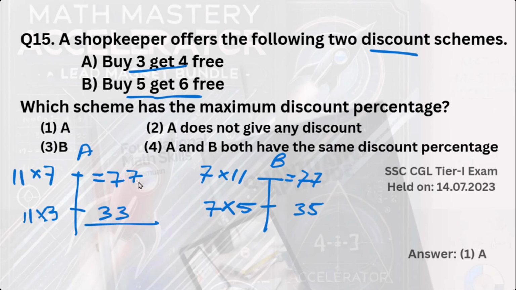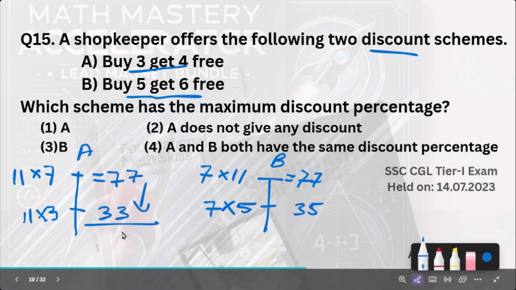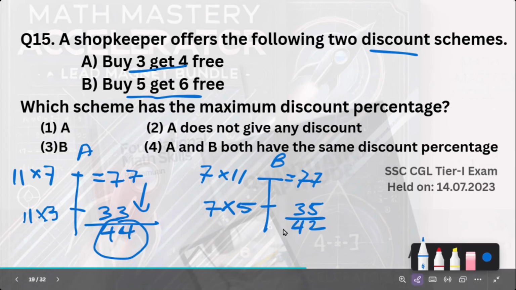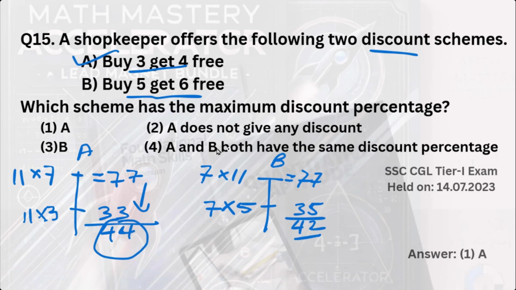Here discount is less. 7 minus 3, 4. 7 minus 5, 2. 44 is more than 42. Therefore, A. Which scheme has maximum discount? A has maximum discount. Option 1 is the right answer.